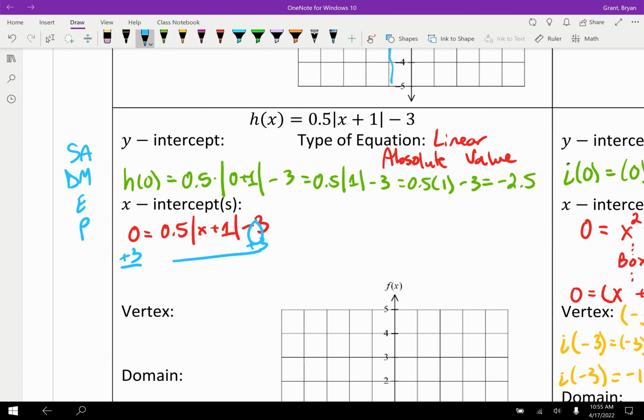Not a surprise. So we end up with 3 equals, and I'm going to change the 0.5, and you'll see why in a second, to 1/2. I almost always prefer having fractions instead of decimals when I'm isolating, and we're going to see actually why right now. Because I took care of the addition and subtraction, I can't touch this because it's inside absolute value, which is a type of parentheses or grouping. So we need to undo this 1/2, which is multiplying out front.